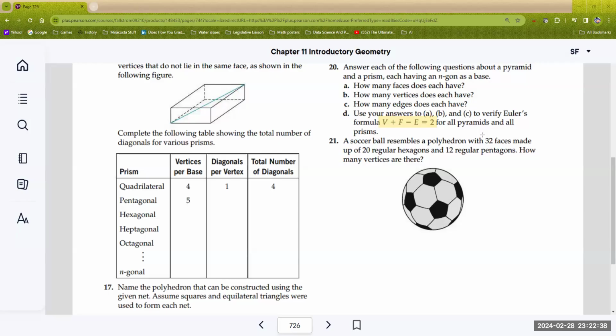And what do we say? We have 32 faces, right? 32 faces made up of 20 regular hexagons and 12 regular pentagons. That's how it's broken down. So now as you look, you're trying to figure out how many vertices there are. So if you knew how many edges there were, then you'd be solid. So let's take a look. That would probably be, in my mind, maybe where I would start.